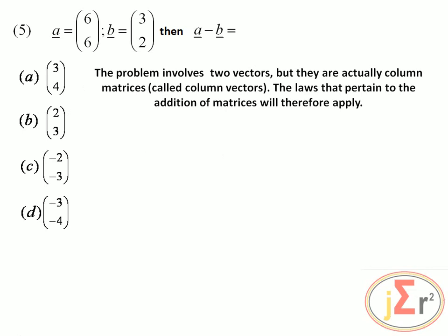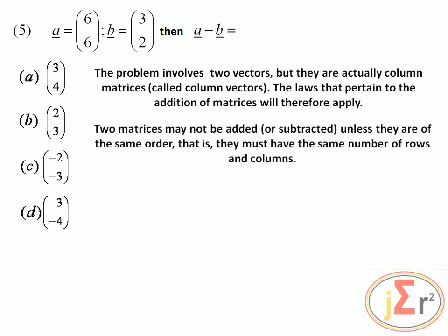The laws that pertain to the addition of matrices will therefore apply. Two matrices may not be added or subtracted unless they are of the same order. That is, they must have the same number of rows and columns.